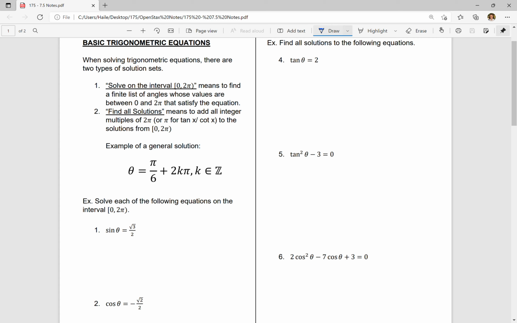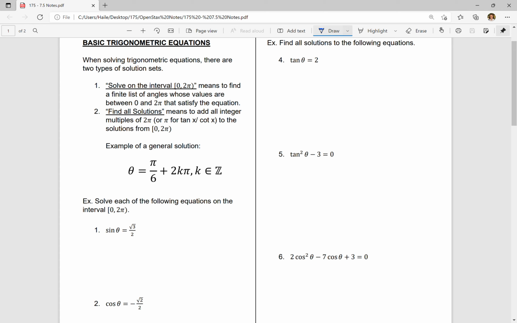If your problem says to find all solutions, that's a little different. So once you find those solutions between 0 and 2 pi, then we're going to add all integer multiples of 2 pi to that. So it's like you're taking into account infinite rotations around the unit circle. Just as an example of a general solution, I've written one below. So we have theta is equal to pi over 6 plus 2k pi, where k is an integer.